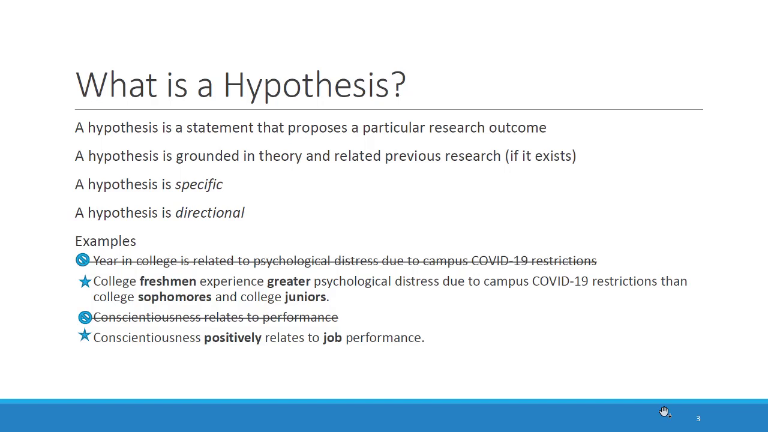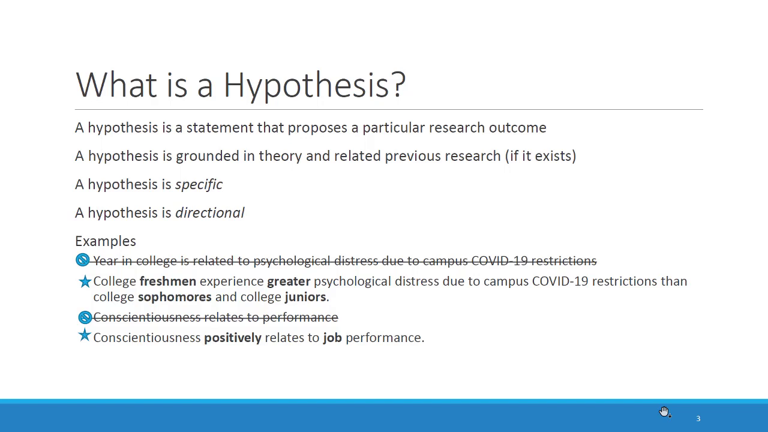This first one under examples is not a good hypothesis. It states that year in college is related to psychological distress due to campus COVID-19 restrictions. So why is that not a good hypothesis? It is pretty specific, right? Because we're talking about psychological distress and specifically campus COVID-19 restrictions. However, it's not directional. We're simply saying that it is related to psychological distress. It's also not specific enough in terms of year in college. So it's not enough to say year in college. We have to talk about what year we actually mean.